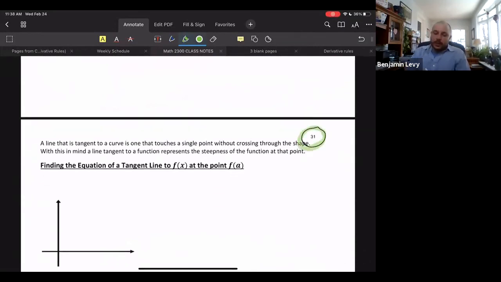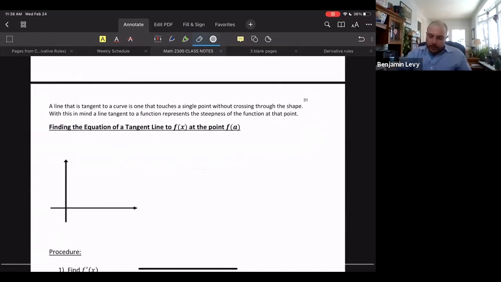Because this is talking about the equation of the tangent line. And a lot of the future homeworks, including the current homework due tonight, ask you to do that. And so we should just probably jump to here if that's okay. Does everyone see where we are? Page 31. Let me just leave this highlighted.